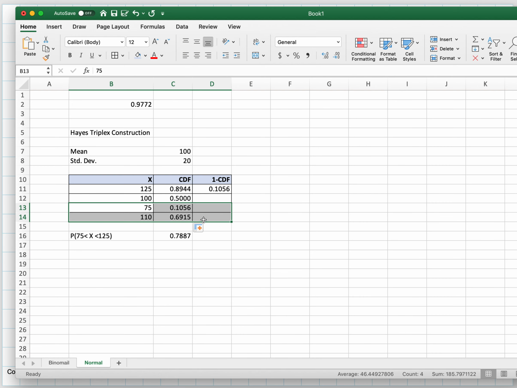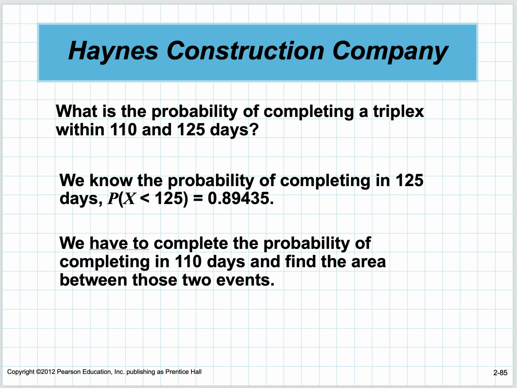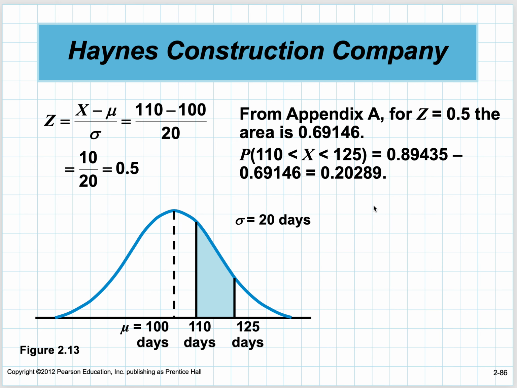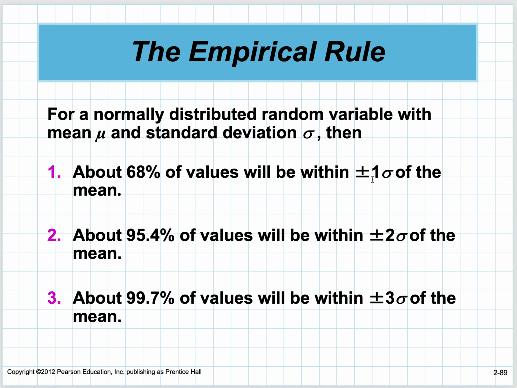So I get 0.69714. So if I want to get the probability of 110 less than X less than 125, in that case, it's going to be equal to 89.44 minus the lower one. And there's only a 20% chance of being in that day range. So it's pretty easy. 20% chance, you got the same thing we got. So we've already done this part using Excel.